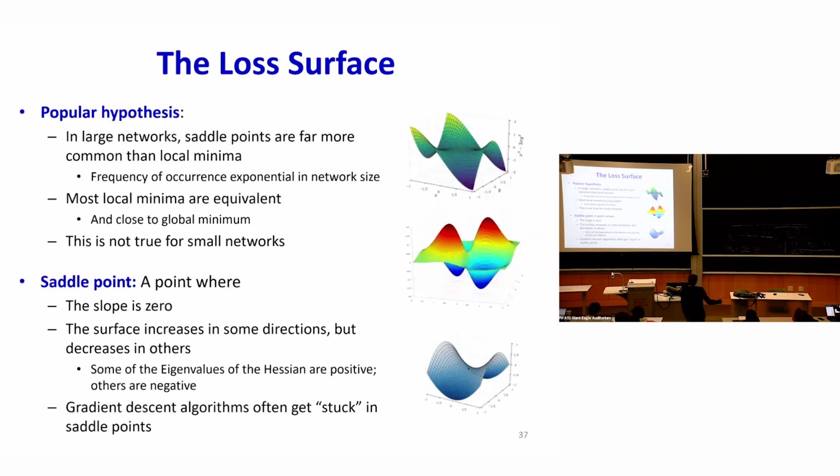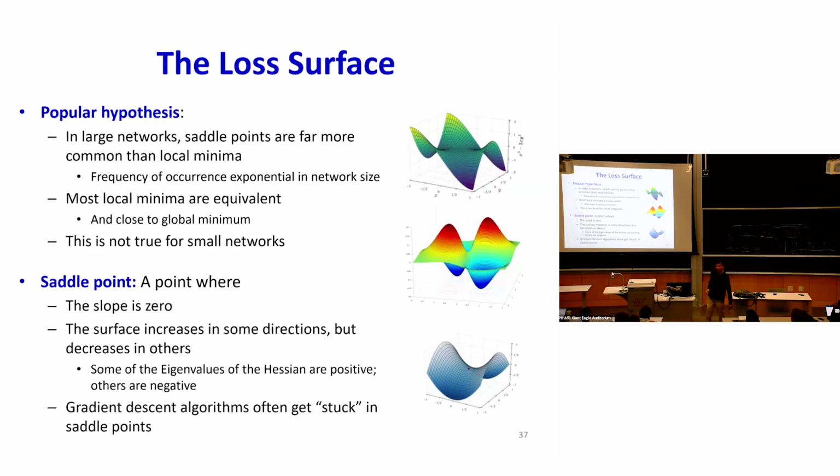And what does the loss surface actually look like? There are many, many papers on this subject, and almost all of them indicate that the loss surface has far more saddle points than local minima. A saddle point is one where it's a minimum in one direction, but not a minimum in the other direction, like the picture over here, like a saddle. So the slope is 0, and the surface increases in some directions and decreases in other directions. Now, if you started off out here, gradient descent is going to find its way to this point where the derivative is 0, and it's just going to get stuck there.